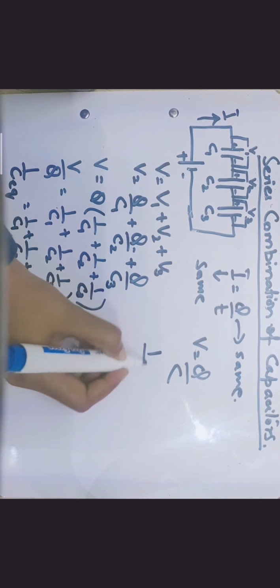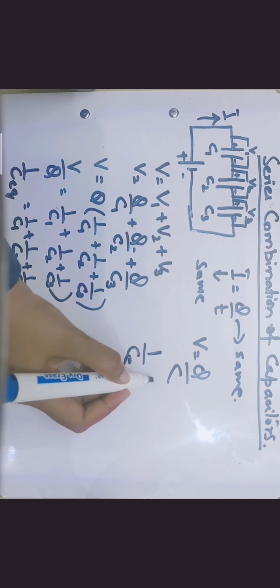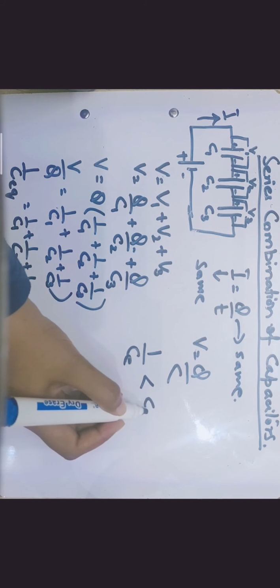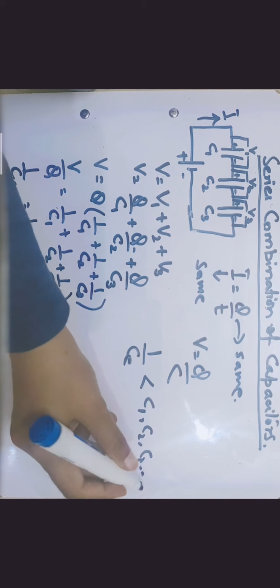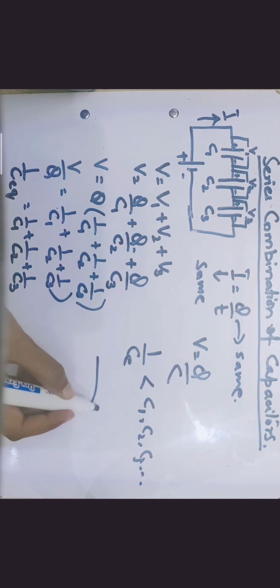And you can see, since it is in the denominator form, this is the reciprocal value, so we can say that 1 over C equivalent will always be smaller than any individual capacitance, right? Any value of individual capacitance would always be greater than the equivalent capacitance, right? So we can say that 1 over CE is always smaller than 1 over C1 or 1 over C2 or so on.